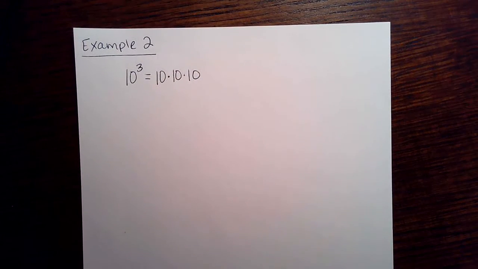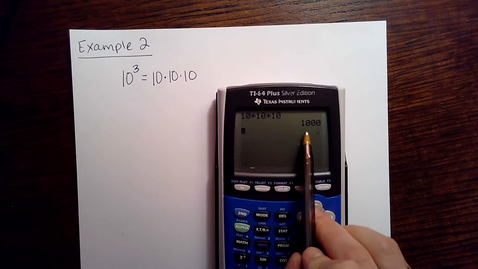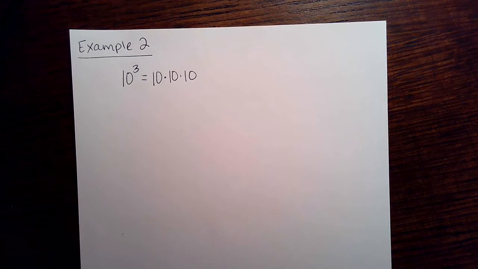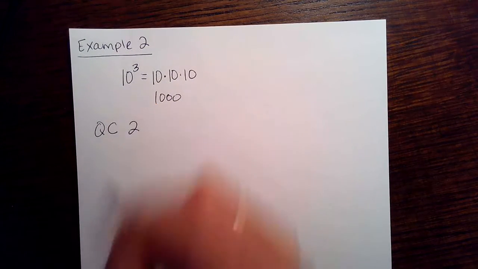I could pull out my calculator, or for some products, we could even do this in our head. 10 times 10 is 100, times 10 is 1,000. I can check that on my calculator, and it is 1 with 3 zeros, or 1,000. I can't always do that in my head, but sometimes I can. Quick check 2.